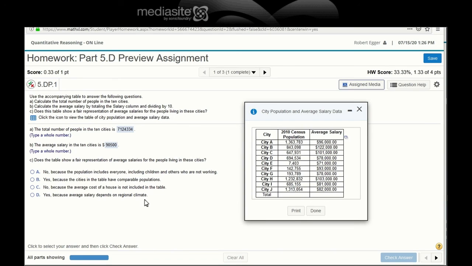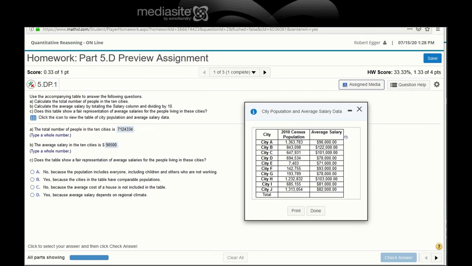And let's see, does the table show a fair representation of average salaries for the people living in these cities? A, no, because the population includes everyone, including children and others who are not working. B, yes, because the cities and tables compare populations. C, no, because the average cost of a house is not included. D, yes, because average salary depends on regional climate. Okay, take a minute to chew on that, think about it, and we'll get back to it in a few minutes. Pause.